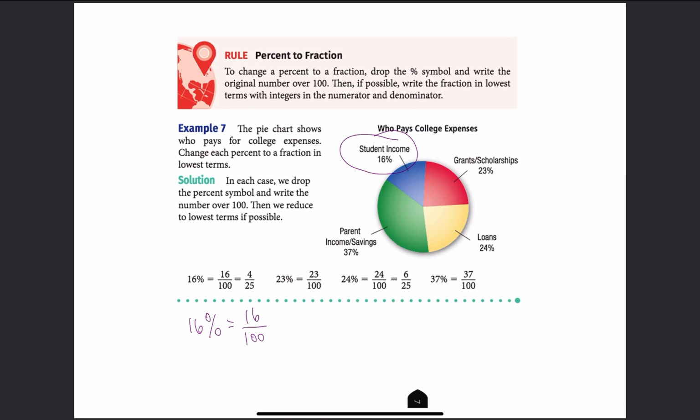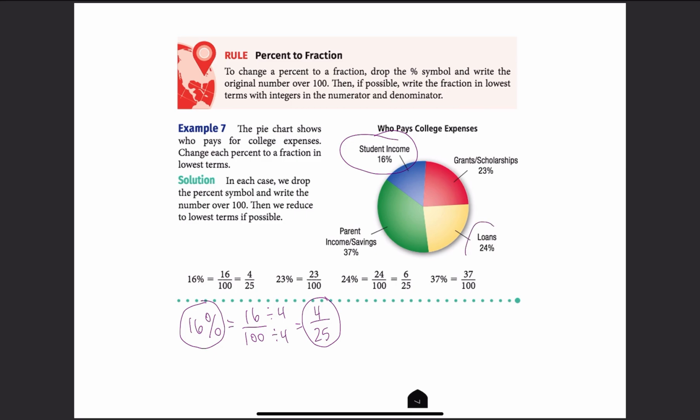But we also need to reduce. And so 16 and 100, what do they have in common? Both are divisible by 4. 16 divided by 4 is 4, and 100 divided by 4 is 25. And that's as small as it gets. So 4 over 25 is the reduced fraction form of 16%. So it's very straightforward to go from percent to fraction out of 100, but then we always have to be mindful of reducing whenever possible.